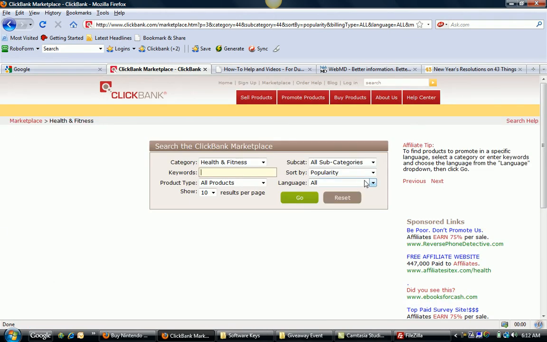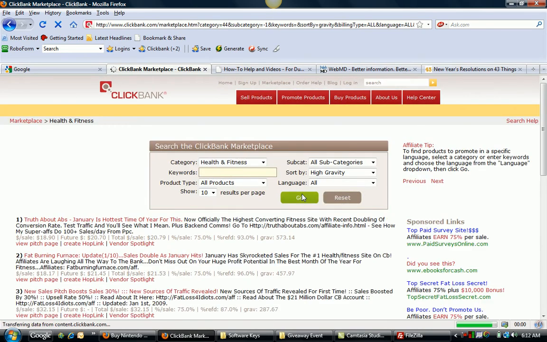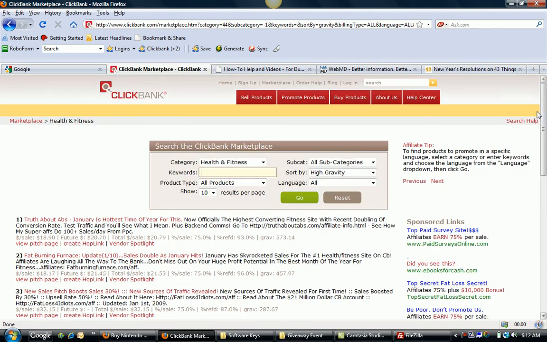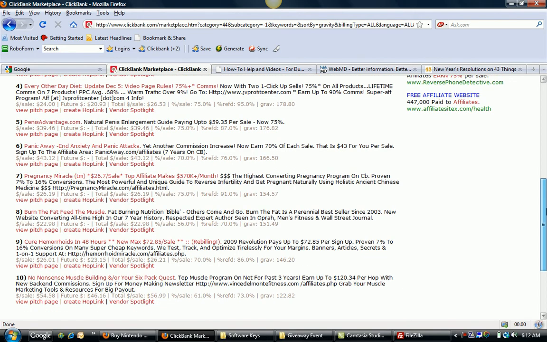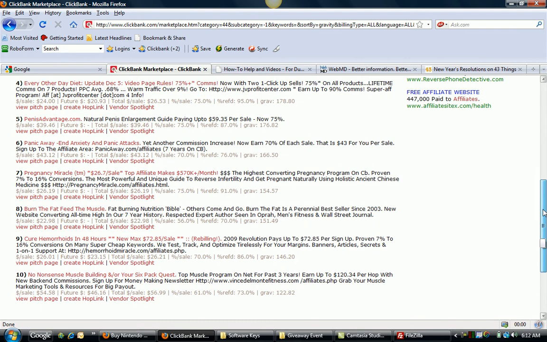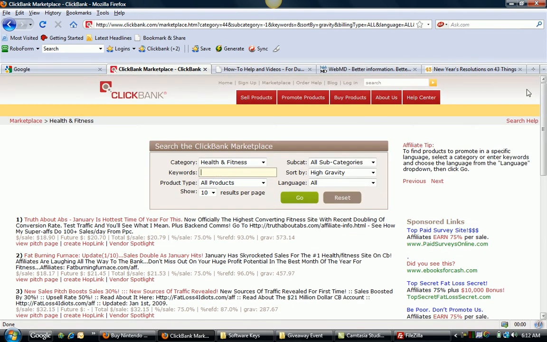So you can also, under the different categories, search by high gravity, which is another indicator within ClickBank that sorts out items that people are selling a lot of. So if you look for some high gravity items in the health and fitness category, for example, you can quickly narrow down some potential niches. You've got muscle building, you've got panic attacks, you've got abs, different things like that are possible niche markets to consider. So you can browse through the ClickBank marketplace and look in different categories.